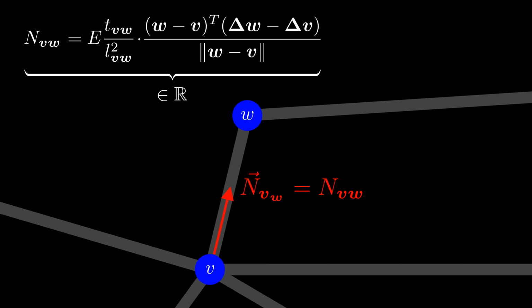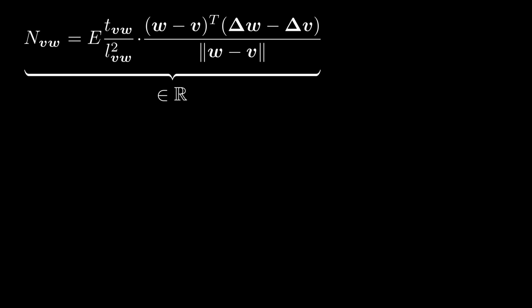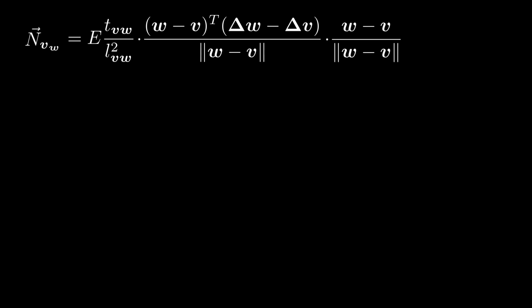We can just take the scalar NVW and multiply this scalar with the vector W minus V divided by the norm of W minus V. So the normalized vector that goes from V to W. The next two steps are just simplifications.